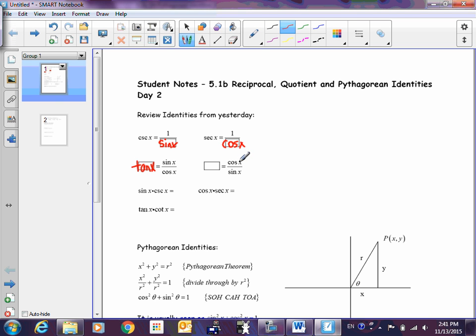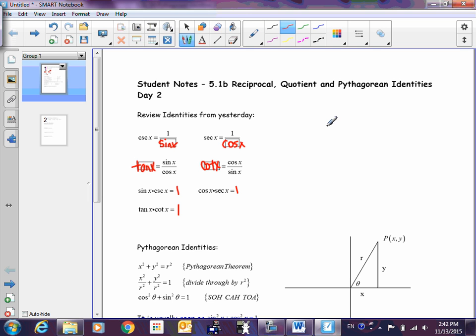These are what we call quotient identities. What happens when you flip sine and cosine? You get cotangent x. Okay, and that was all yesterday. All right, now, when you multiply two reciprocals, this is what we were just talking about, sine times cosecant, you get a 1, basically like a canceling. What about cosine times secant? 1. Tangent times cotangent, 1.